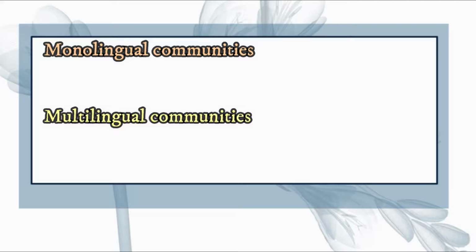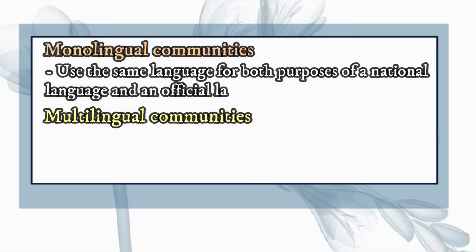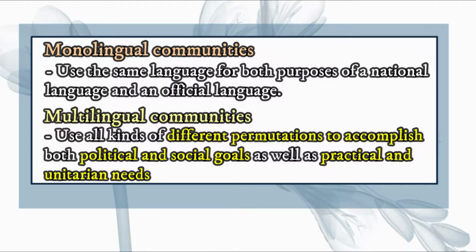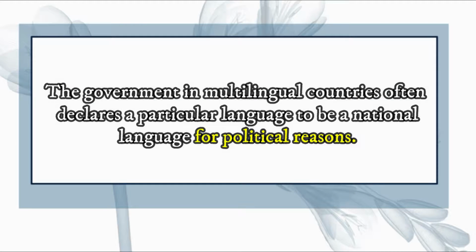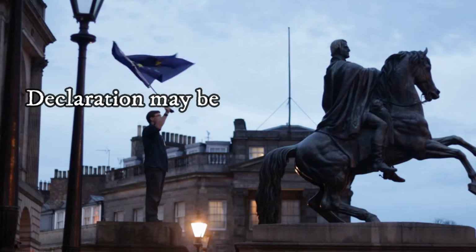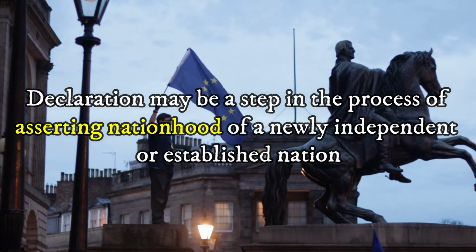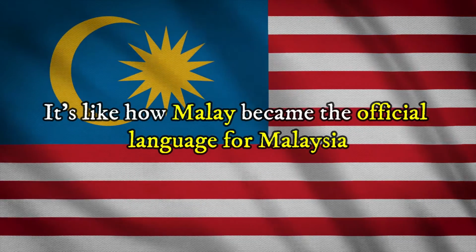Countries with monolingual nations use the same language for both purposes of a national language and an official language. On the other hand, multilingual communities use all kinds of different permutations to accomplish both political and social goals, as well as practical and utilitarian needs. The government in multilingual countries often declares a particular language to be a national language for political reasons. Declaration may be a step in the process of asserting nationhood of a newly independent or established nation. For example, it's like how Malay became the national language of Malaysia.